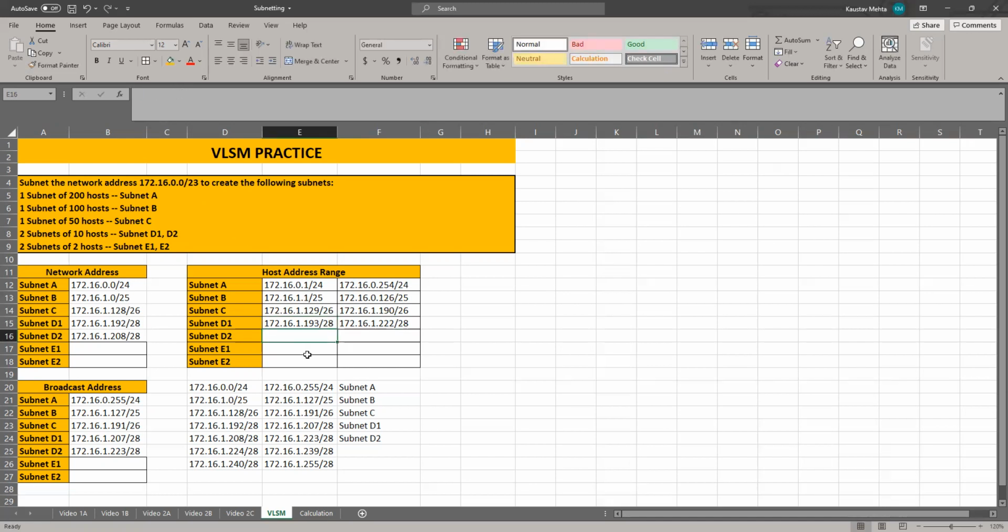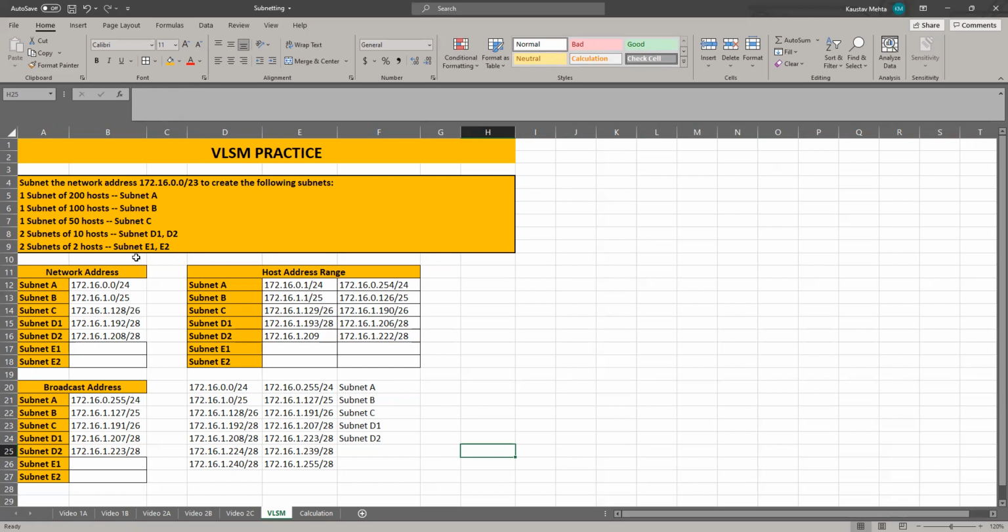And for D2, this one would start from 209 and go up to 172.16.1.222. This one is 222. All right, and there we go. So we have our D1 and D2.